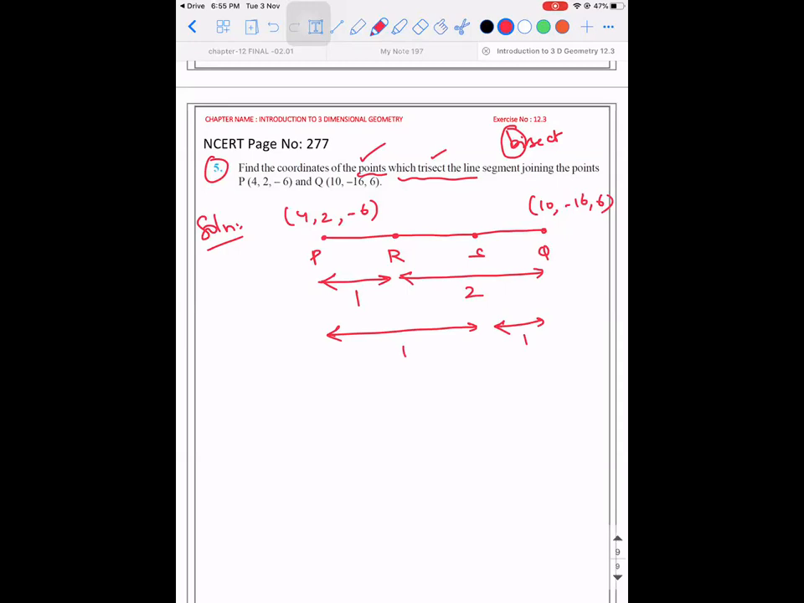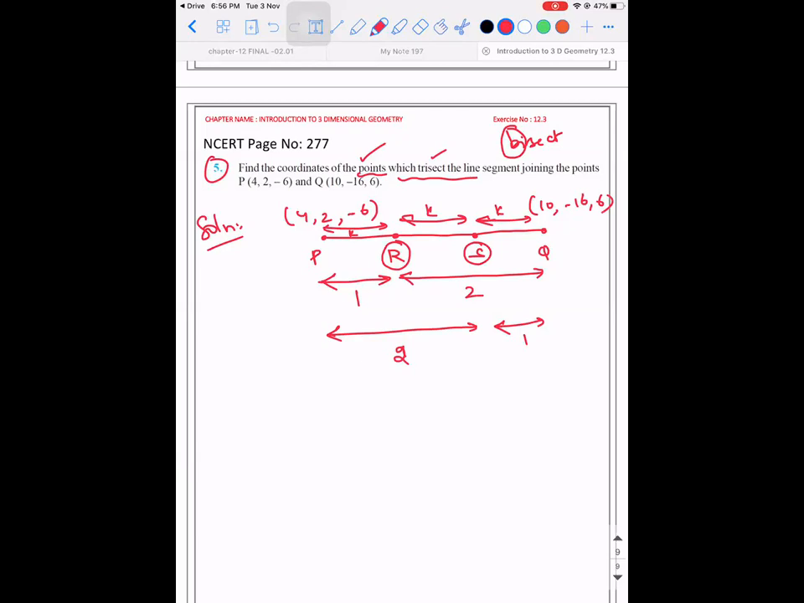So R is a point which is trisecting PQ, and S is a point which is trisecting PQ. R with respect to PQ is in such a way that R is close to P. So if the distance between P and R is K, then the distance between R and Q should be 2K. Am I right? Because this is K, and this is K. Guys, are you able to visualize it? So 1:2, or, oh, I made a mistake, 2:1. Does it make sense? Yes, sir.